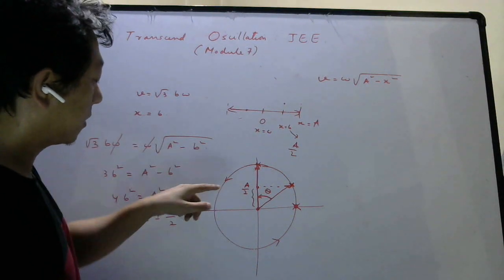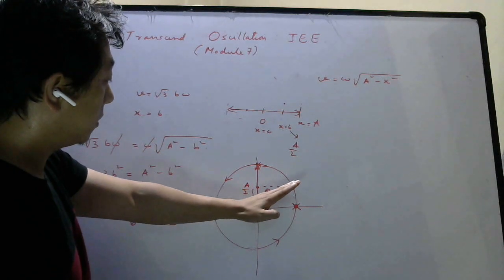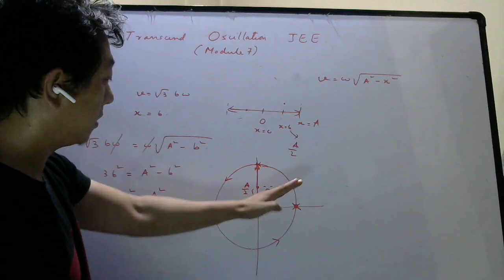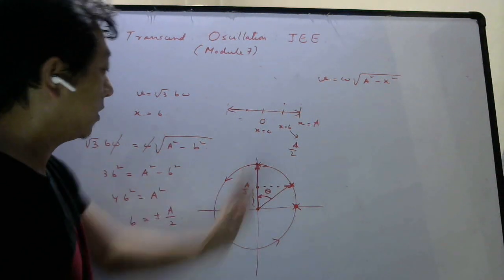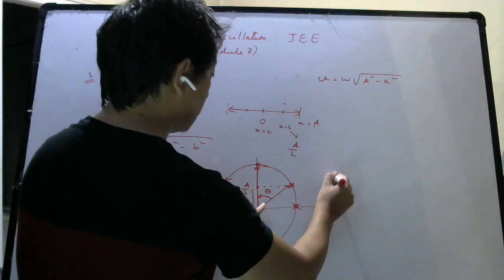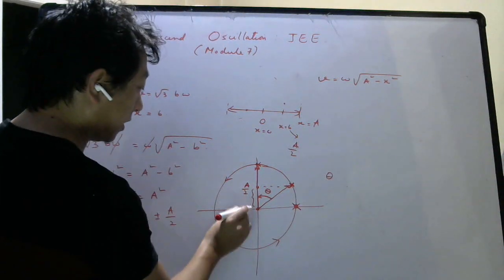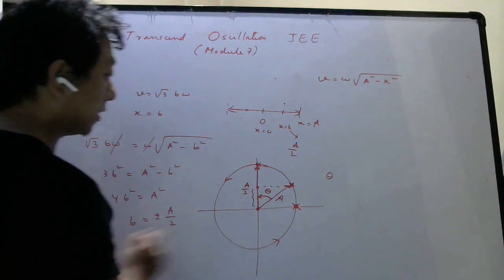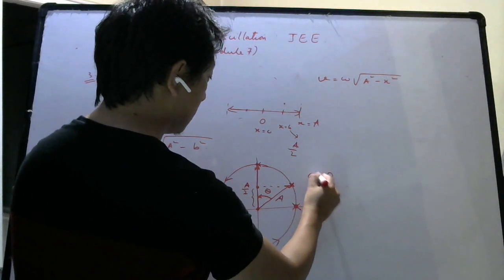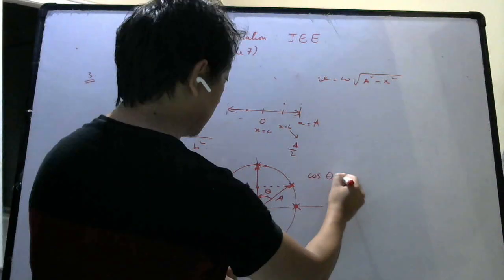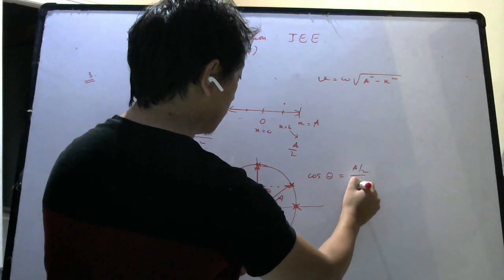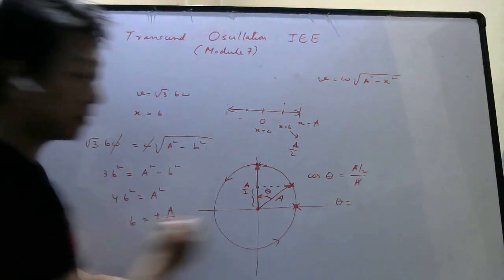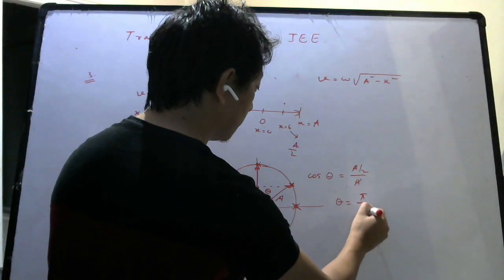Our reference particle, which always moves anti-clockwise, has to turn from here to here. So how much will this angle be now? You know the adjacent side is a by 2, and this radius is nothing but the amplitude a. So we can use cos theta. So cos theta will be equal to adjacent a by 2 over hypotenuse a, so half will come. That means theta is 60 degrees. 60 degrees means pi by 3.